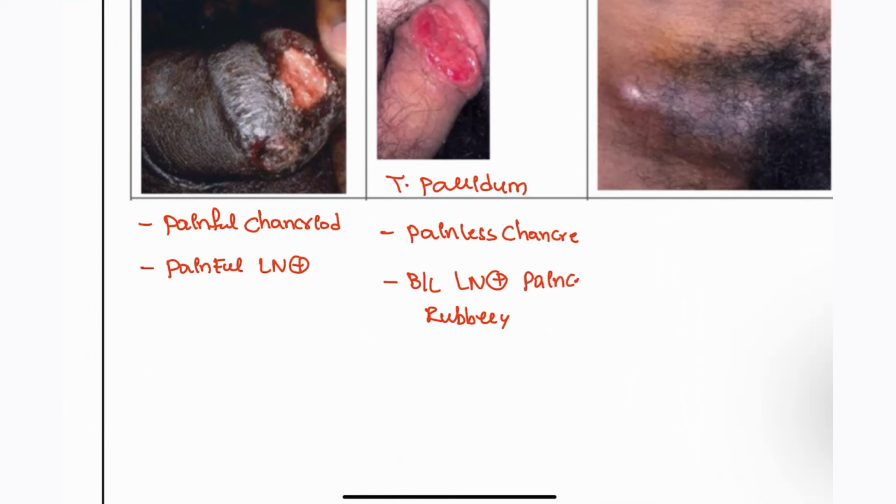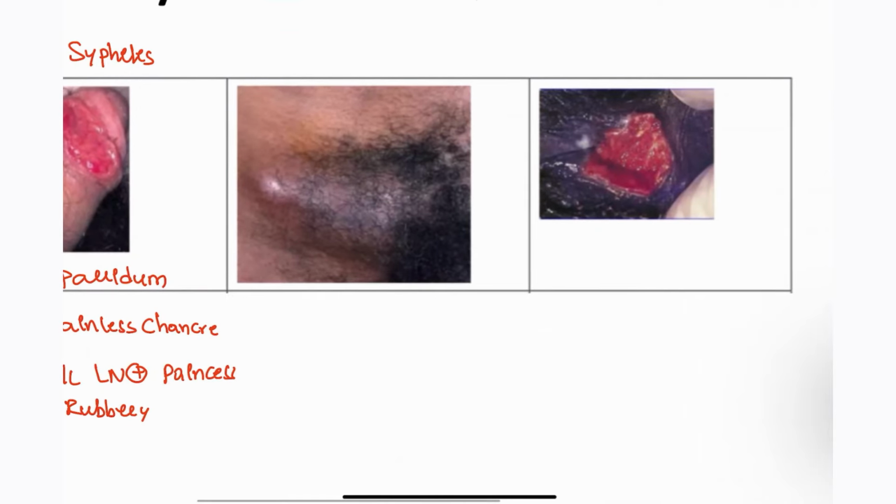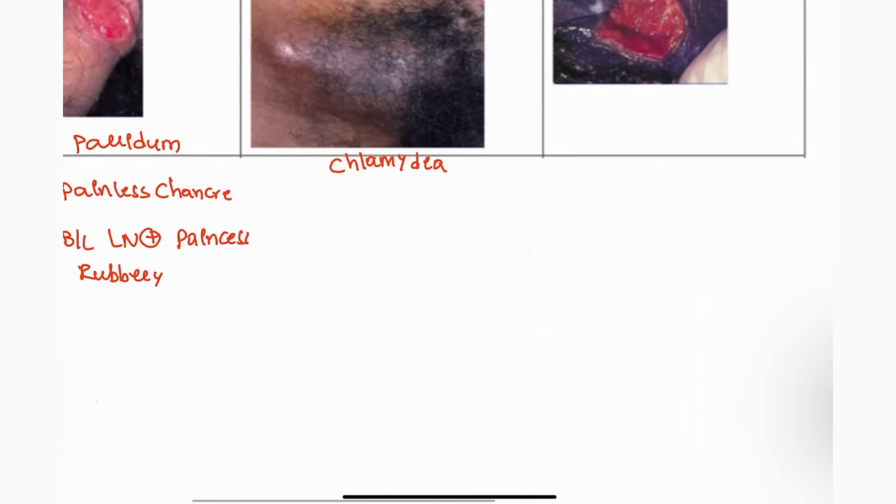Okay, it is painless. Next, here you are going to see the classical condition. This is due to LGV, lymphogranuloma venereum, and the causative organism for this patient is Chlamydia, right? And especially this sign is known as the groove sign. This is the positive groove sign. The patient will have painful buboes, which will be seen in this patient.